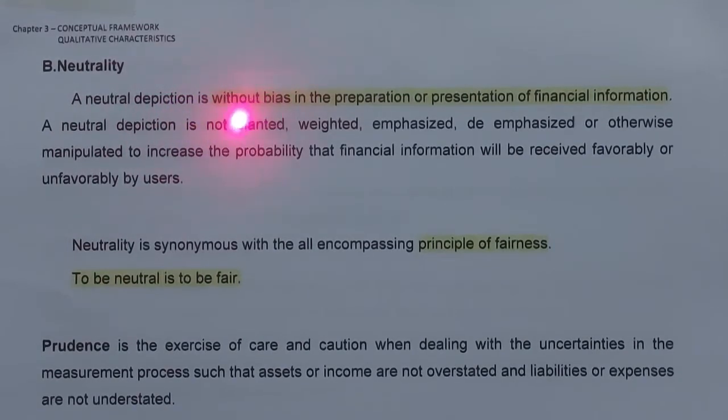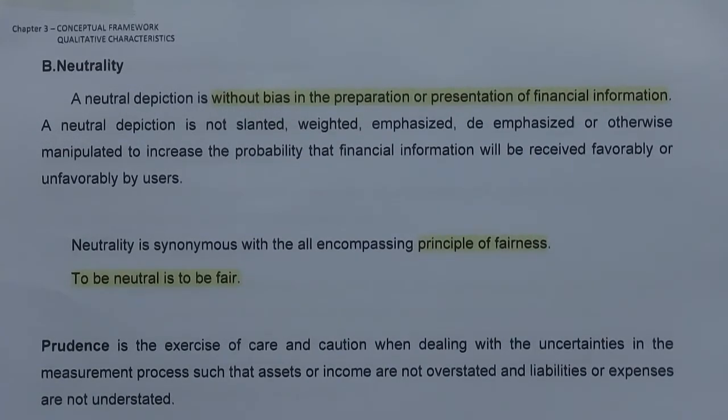A neutral depiction is without bias in the preparation or presentation of financial information. A neutral depiction is not slanted, weighted, emphasized, de-emphasized, or otherwise manipulated to increase the probability that financial information will be received favorably or unfavorably by users. So, in other words, to be neutral, the information contained in the financial statements must be free from bias. Okay? So, the financial information should not favor one party to the detriment of another party.